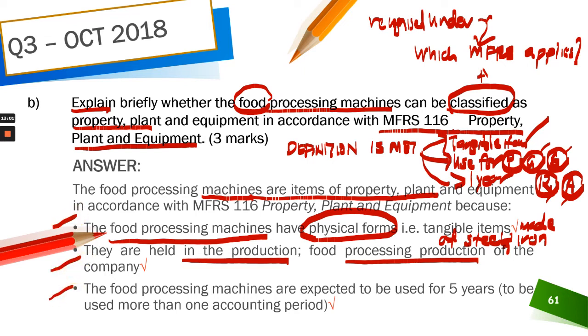Now we go to number 3. We need to check whether the machine is being used for more than one accounting period. So we need to write the sentence: the machine is to be used for more than one accounting period. In our case, they are expected to be used for more than 1 year, which is 5 years. Okay, next.